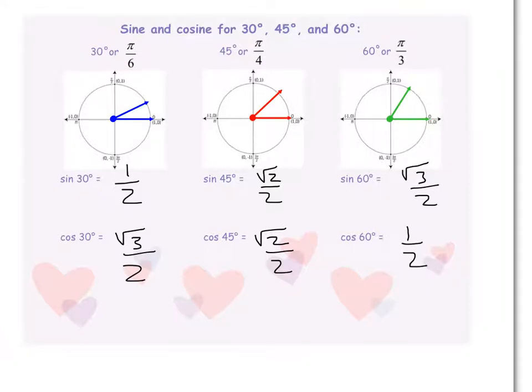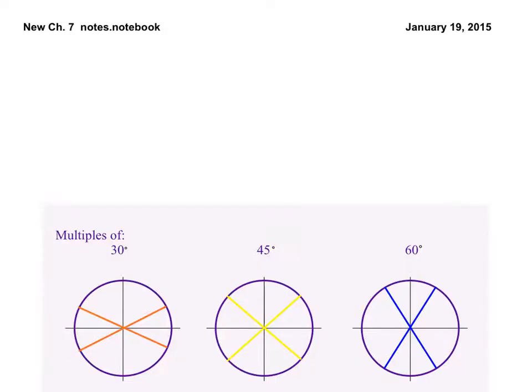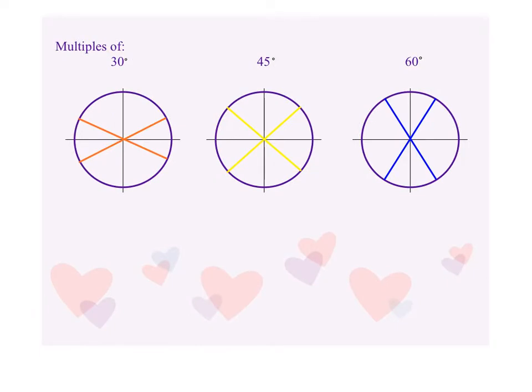Okay? Now what we're going to do is take a look at each one of these separately and get a few more angles on the unit circle that we know from using reference angles. Notice that all these are in quadrant 1 because we're looking at angles that are between 0 and 90. Let's start by looking at the case of multiples of 30.